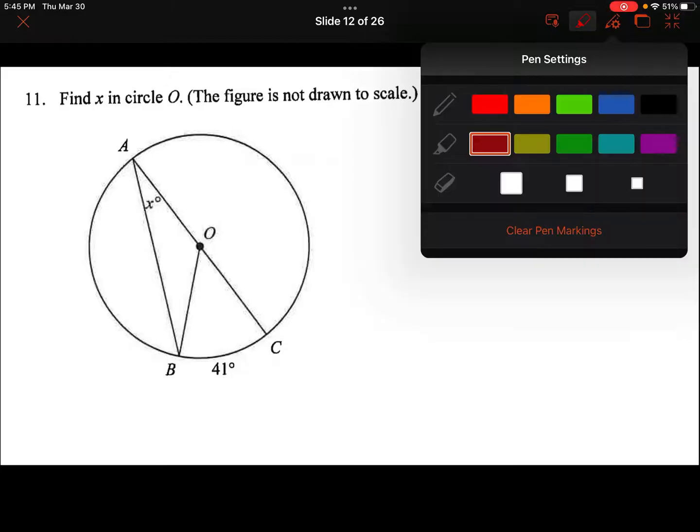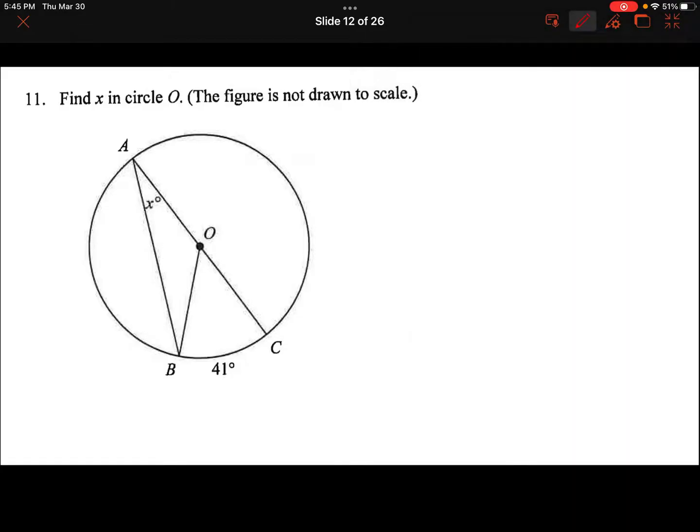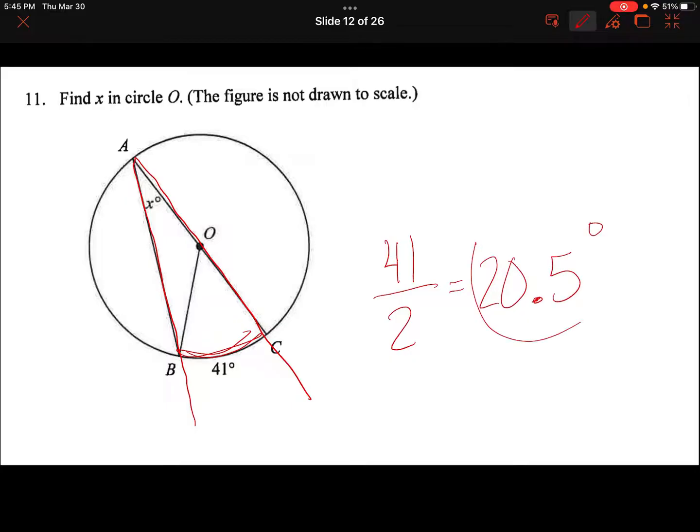All right. On number 11 here, this wants me to find X. So recall here that the inscribed angle is always half the measure of the arc that it intercepts. So this is simply 41 divided by 2. Well, 40 divided by 2 would be 20, and a half, so you have 0.5. 20.5 degrees.